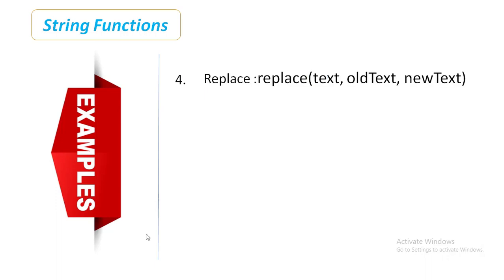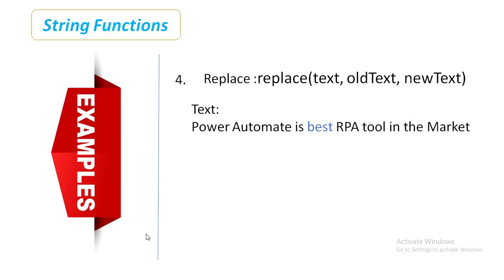We'll see another example for replace. Replace means that if there is any old text in a particular text, I want to replace it with new text. Let me make you understand by giving a small example. I have the text "Power Automate is best RPA tool in the market". If you see over here, I have "best". The old one is "best". Now I want to replace it with the new text value. What is the new text value? "The best". So in place of "best", I have given "the best" as the new text value.